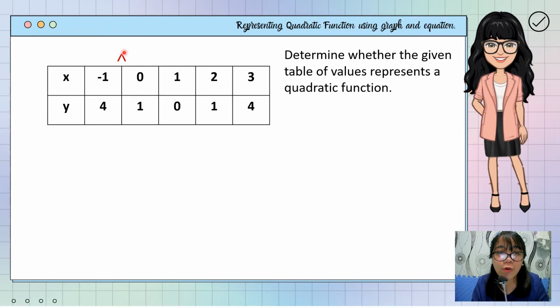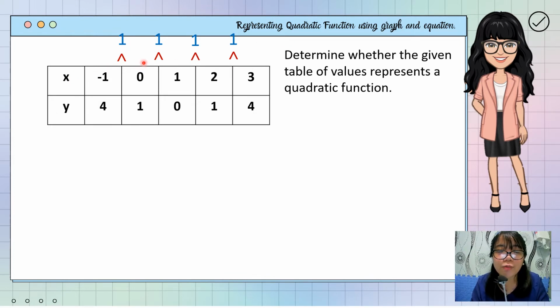So 0 minus negative 1. Minus a negative becomes positive because negative times negative is positive. So it's 0 plus 1, which is equal to 1. So the first difference is 1. What is 1 minus 0? It is still 1. What is 2 minus 1? Still 1. What is 3 minus 2? It is still 1. So there is a common difference between our x, and that is equal to 1.